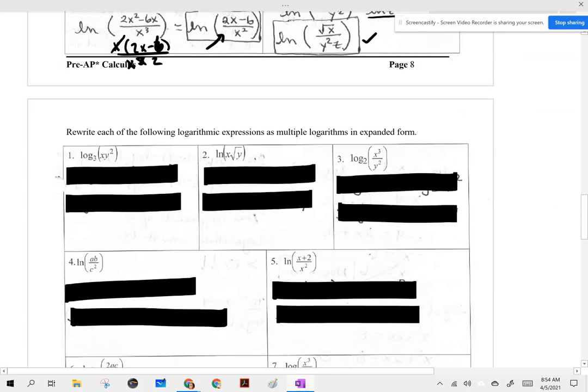Okay. All right, so we're going to go backwards a little bit right now. We're rewriting each of these single logs as multiple logs, and it's referred to as expanded form. So you're going to use those properties and we're going to go backwards. So again, remember the base stays the same. Remember what you are doing on xy squared. It's x times y squared. And then remember what that 2 can do. That 2 can go out in the front.